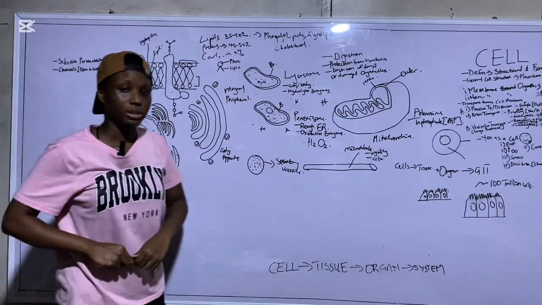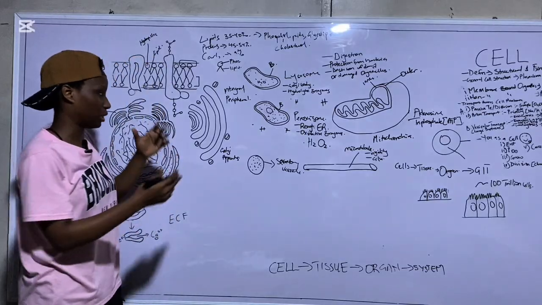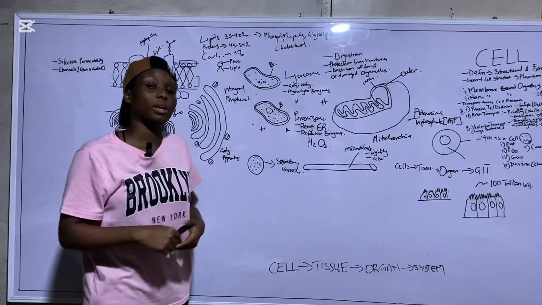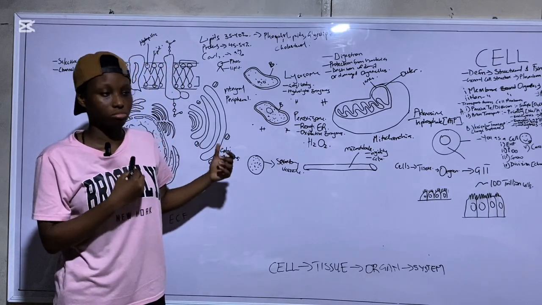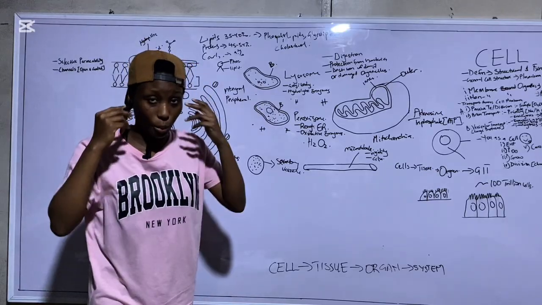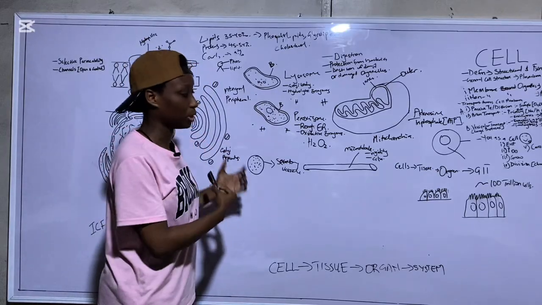Okay, so that's the structure. The carbohydrate is attached. It can either be attached to a protein or it can be attached to a lipid. Now, the function of the carbohydrate molecule is actually the most important. Keep this in mind if you want to gain anything from this part.